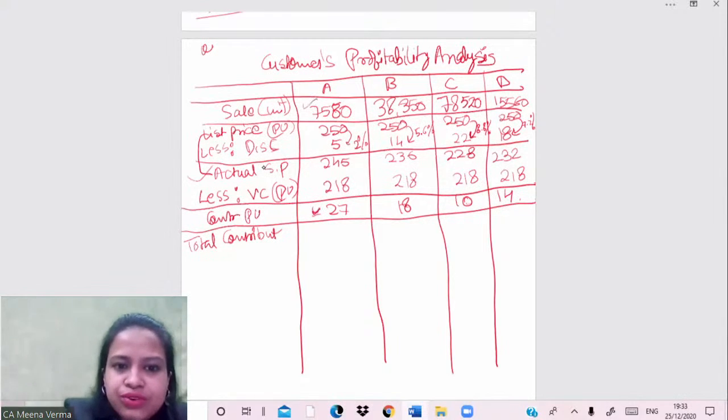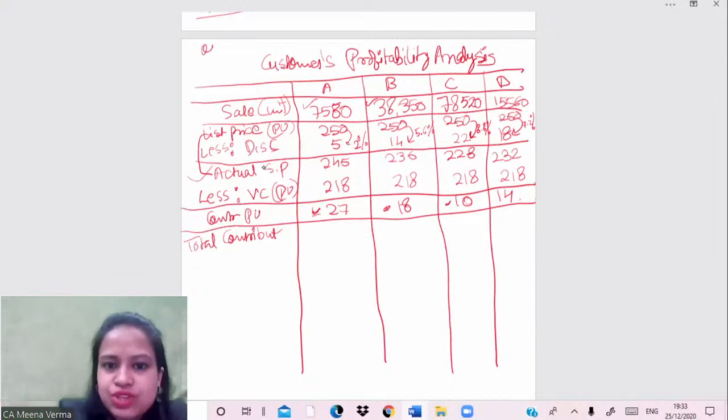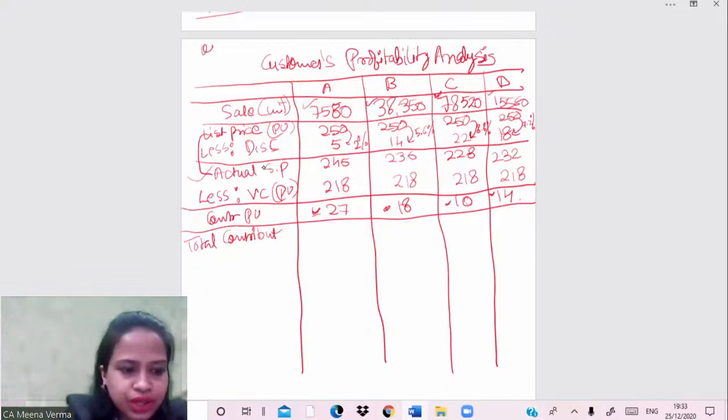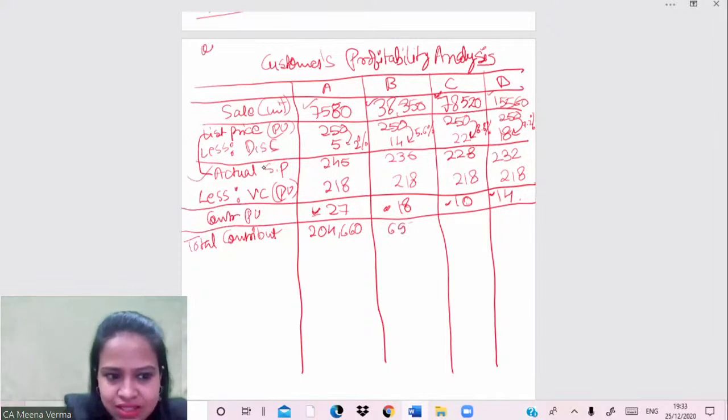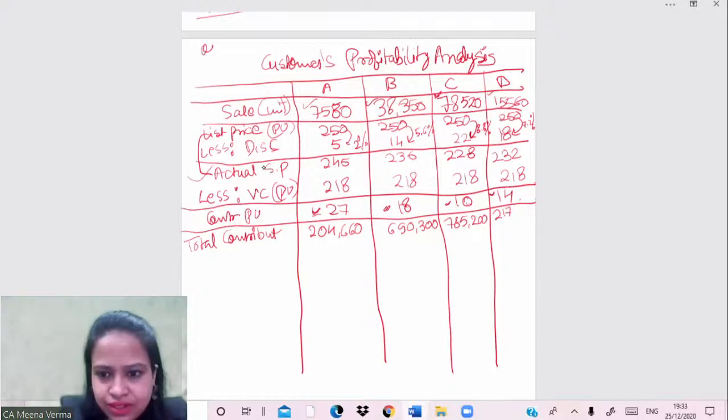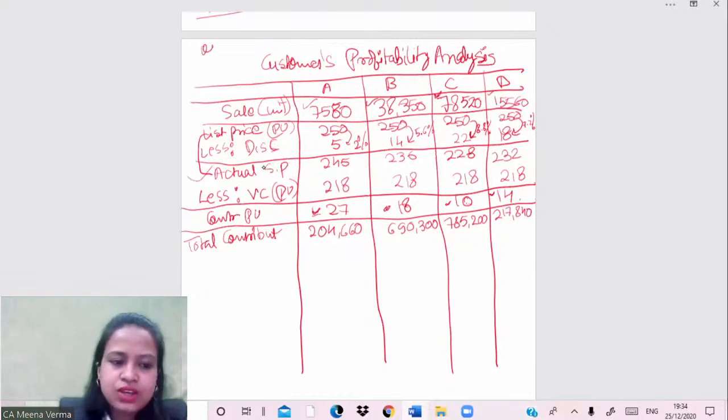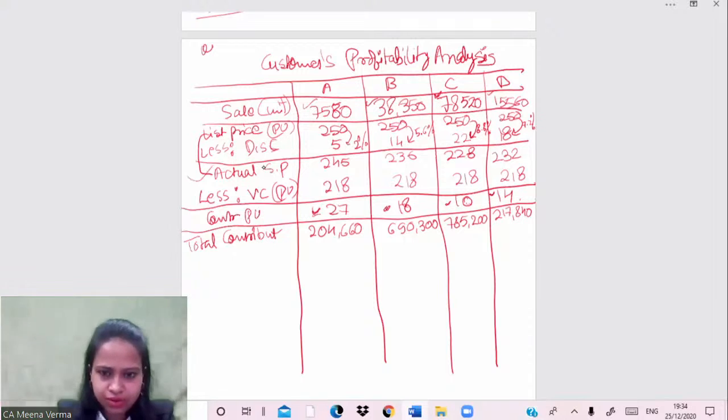Multiply this contribution per unit with the number of units you have sold, so that you will get the total contribution. At this place, this value is 690,300. At this place, this value is 785,200. And at this place, this value is 217,840. Okay, so these are the values of total contribution.